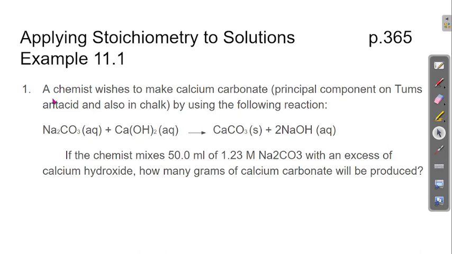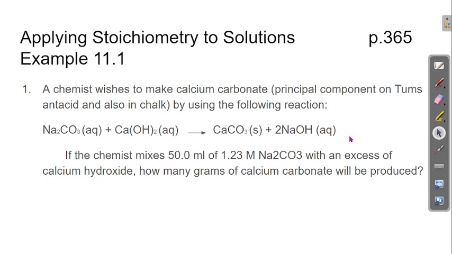A chemist wishes to make calcium carbonate, which is right here, the principal component of Tums, an antacid. So when your belly is not feeling too good, you can take these and it helps. And also in chalk, so it's also a component of chalk. By using the following reaction, it's given to you, that means it's balanced, you don't have to do anything.